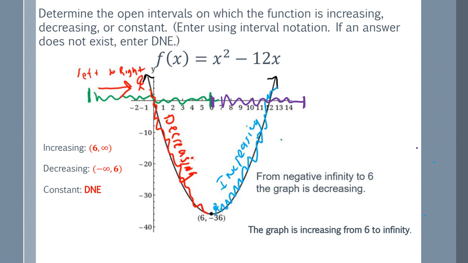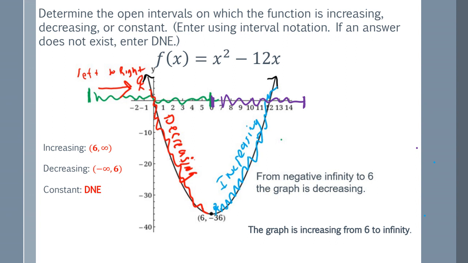So it's increasing from 6 all the way to the right to positive infinity, and decreasing from the left, from negative infinity all the way up to 6, and then stopping at 6. And again, there was no situation where I had a horizontal line or a flat line. So there's none that are constant. So you're going to put on your computer DNE, does not exist.